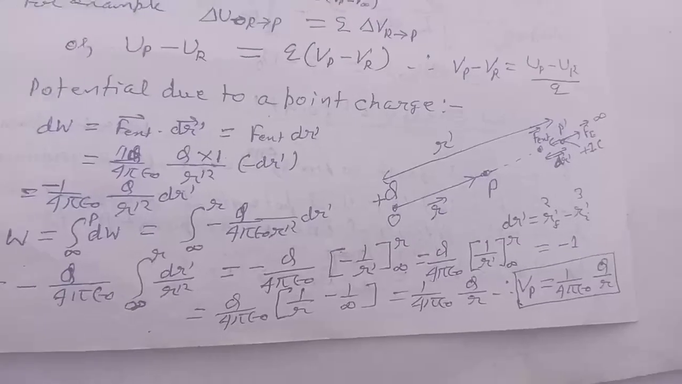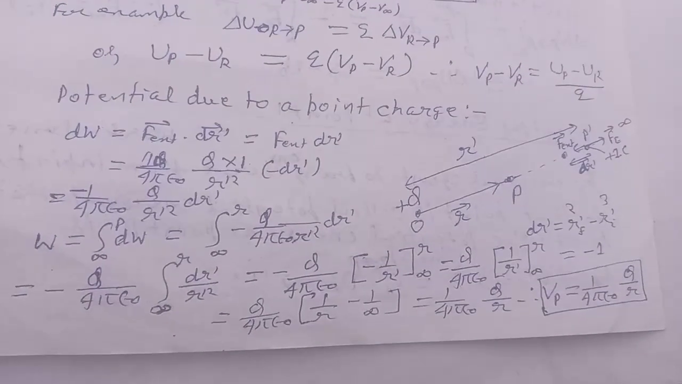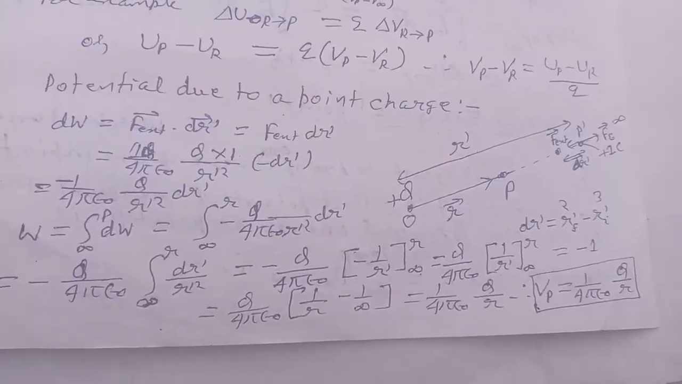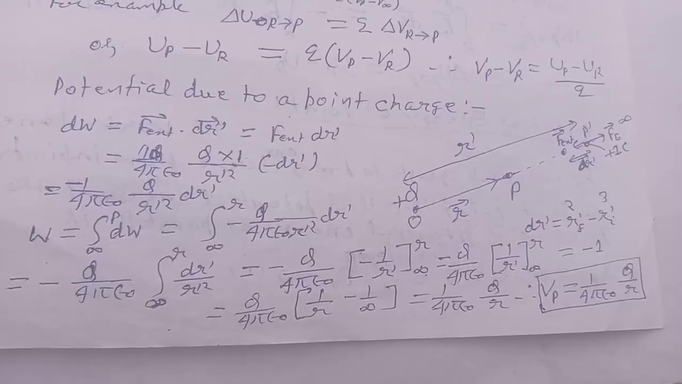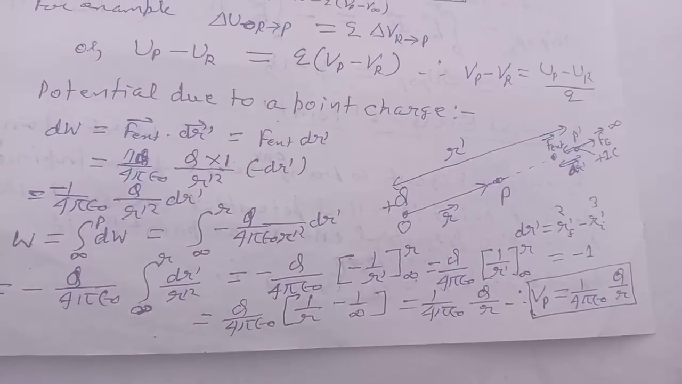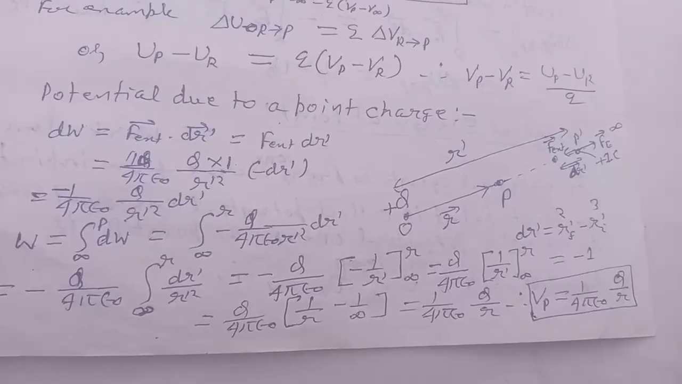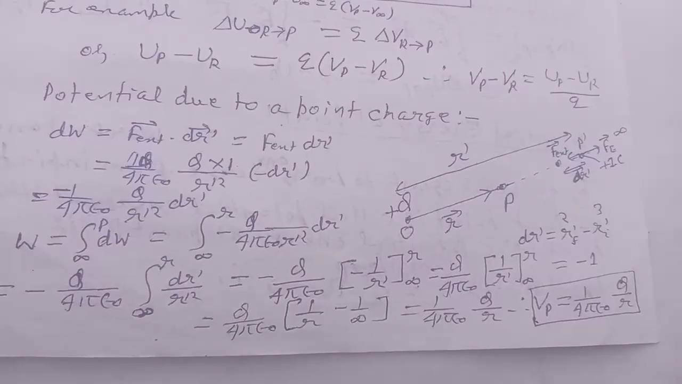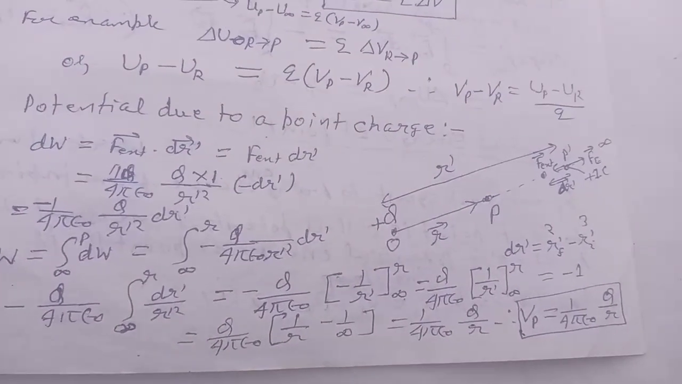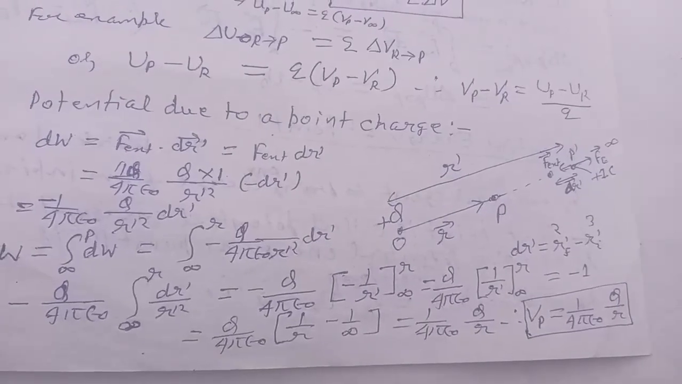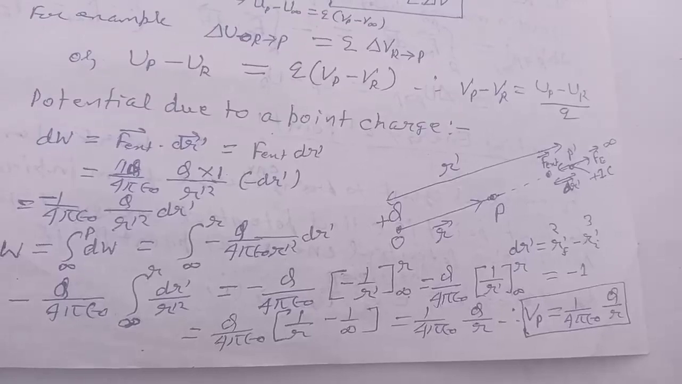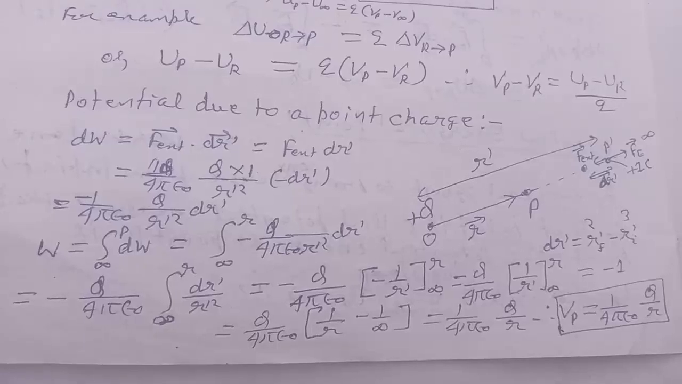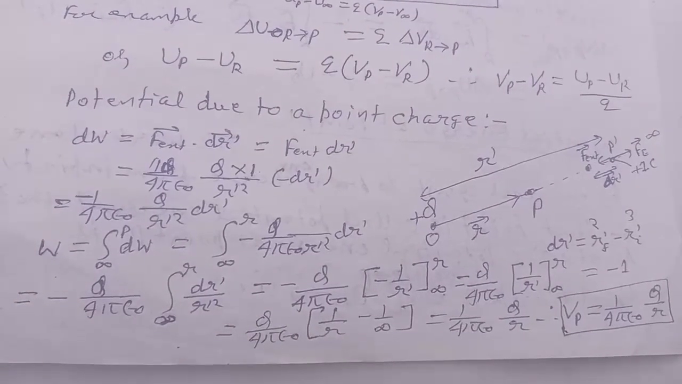Potential due to a point charge. We are considering a point P dash at distance r dash from the plus capital Q charge, that is the source charge, which is placed at O. Point P is at a distance r, and P dash is at a distance r dash, and at P dash there is a unit positive charge. So we are calculating first the work done on the unit positive charge.